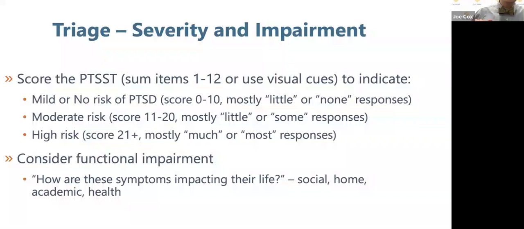If they're all on the left side, it's more mild. If they're kind of in the middle, it's more moderate. You can score them up, and there are areas where you can say it's more mild or moderate or high risk. But just get a sense of how severe the symptoms are, and then consider functional impairment.